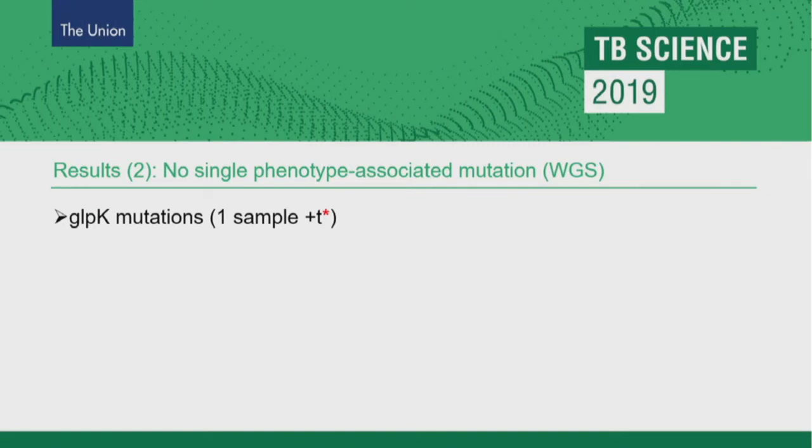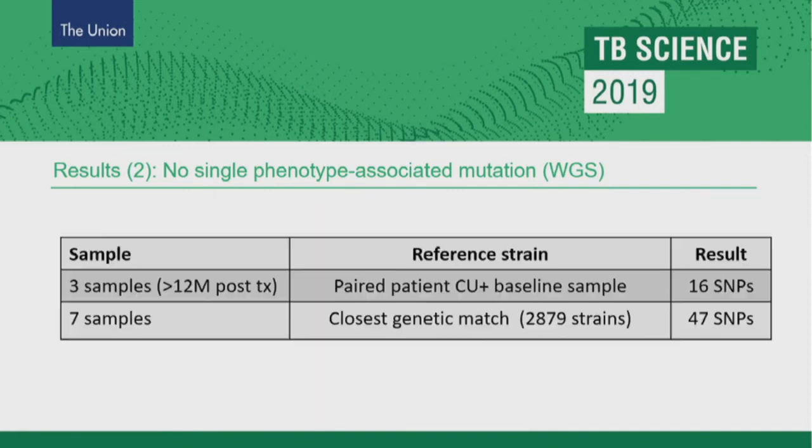To find novel mutations that could be related to this phenotype, we next compared the sequences of these 10 samples to a reference strain, and we used 2 different approaches. 3 of these samples were collected from patients that had been on treatment for a long time, at least over a year, and that had been culture positive at baseline. So we had their baseline sequence, and we had this lipid-grown sample that was collected later, so we could compare these 2 over time. With this approach we found 16 SNPs. None of these SNPs were present in more than 1 sample.